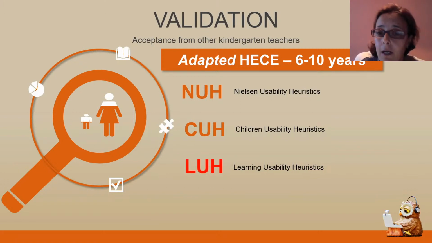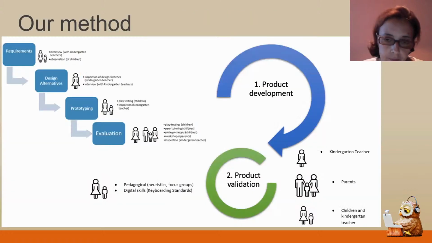We tried to find methods to use with such small users, and the only method that we found was heuristic evaluation of children's e-learning, which is designed for children from 6 to 10 years, but still there is a high difference between preschool children and school children. So again, we needed to adapt the heuristic evaluation approach, which consists of 3 components: the Nielsen usability heuristics, children usability heuristics, and learning usability heuristics. In this case, we needed to adapt more the learning usability heuristics, which often refer to the reading and writing capabilities of the children.